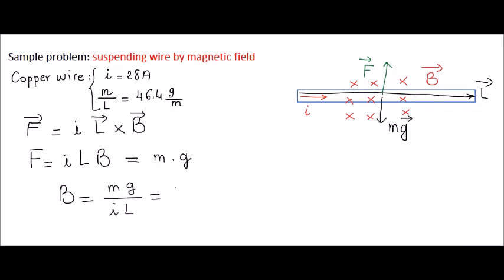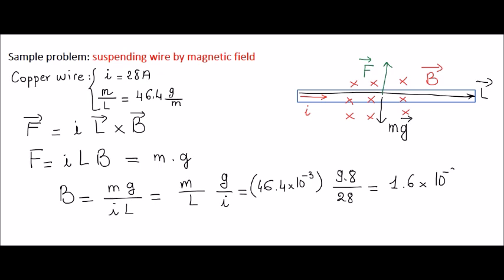I can reorganize this: that's mass over length, which is given here, times g over I. What is the mass over length? 46.4 grams, which I need to convert, 10 to the power minus 3 kilograms per meter. g is 9.8 in standard units, and current is just 28 amperes. This will give me 1.6 times 10 to the power minus 2 Tesla.